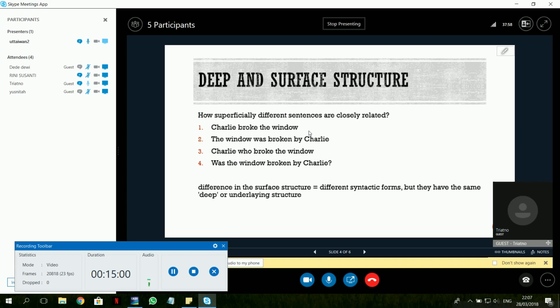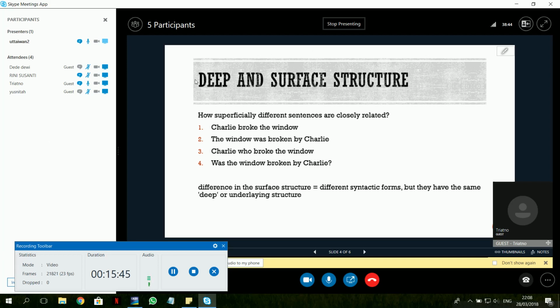Charlie broke the window. The main sentence is Charlie who did that. Charlie broke the window. And another sentence, the window was broken by Charlie. And another sentence again, Charlie who broke the window. And was the window broken by Charlie? So superficially, it looks like different, but actually those four sentences are closely related. Difference in the surface structure means that they have different syntactic forms, but they have the same deep or underlying structure.